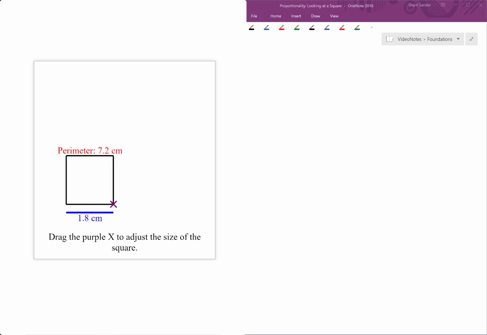And if we posit at some moment, like this one, then the perimeter is 7.2 centimeters long, and the side length is 1.8 centimeters long. So if we were to measure that perimeter length, 7.2, in units of the side length, which is 1.8, that measurement would be 4. 7.2 divided by 1.8 is 4.